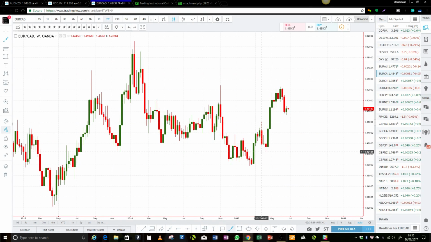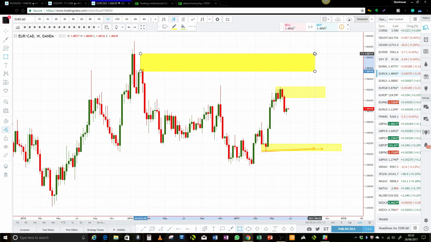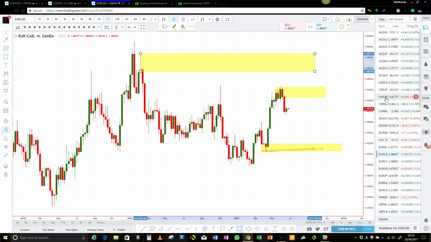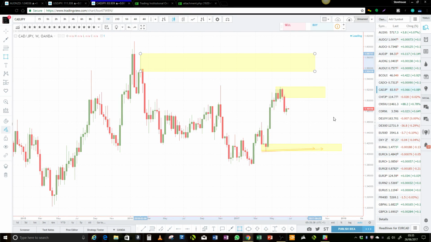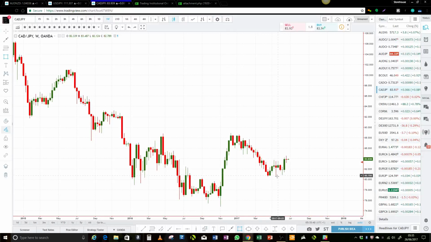So for the Euro CAD, oops, wrong tool. Let's do it one more time. We got demand there. We got some supply up in here. And we got some supply up there. Any other markets? Let's look at the CAD yen. Anything on the weekly? Meh.